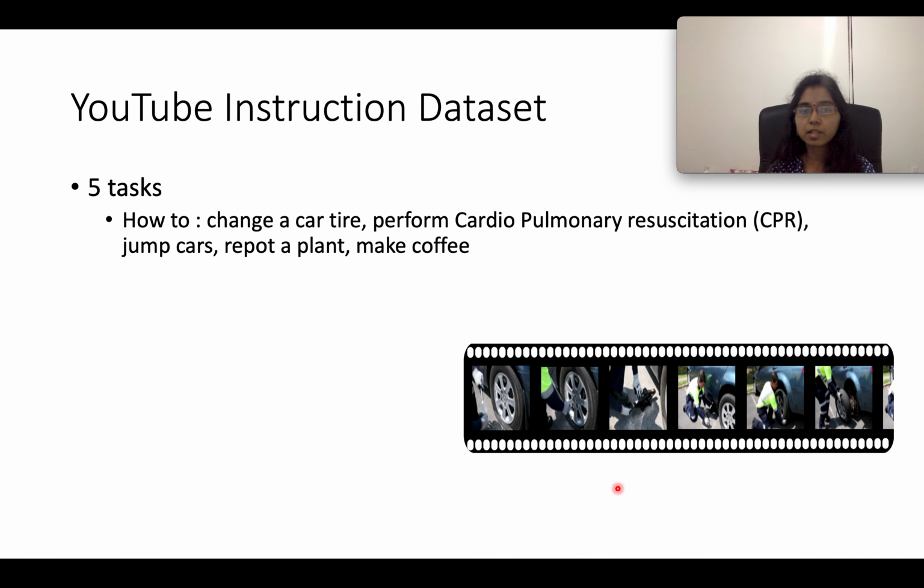The next data set we report our results on is the YouTube Instructions data set. This data set is different from the previous two, as it is not restricted to a kitchen setting, but has more general activities like changing a car tire, performing CPR, or repotting a plant. And these videos are taken directly from YouTube. So, there is no recipe given to participants, and it is slightly challenging compared to the other data sets.